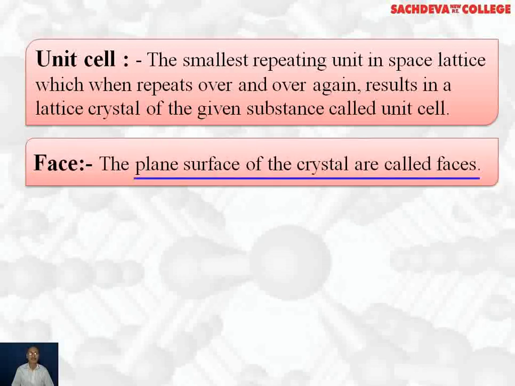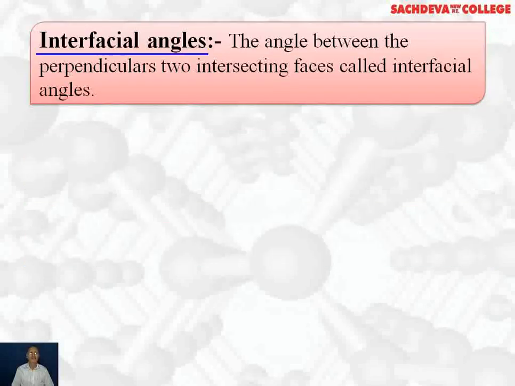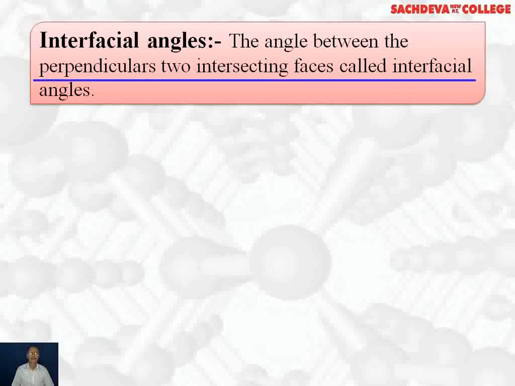Face. The plane surfaces of the crystal are called faces. For example, in a cubic structure, there are 6 faces of the cube. Edge. An edge is formed by the intersection of two adjacent faces. A cubic structure has 12 edges. Interfacial angles. The angle between the perpendiculars to intersecting faces is called the interfacial angle.